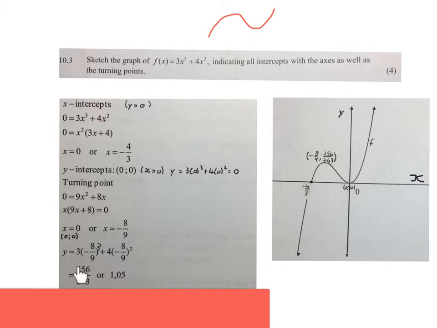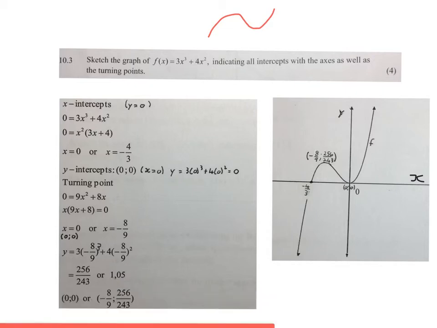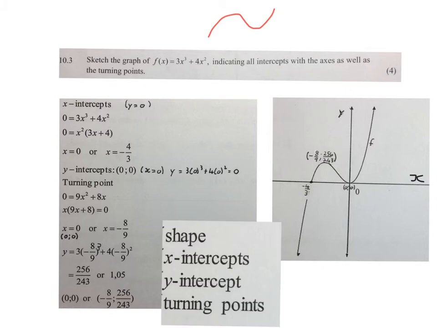So you can write it as a fraction or as a decimal rounded off to 2 places. So my 2 turning points are naught and naught, which we can see there, and this coordinate, which we can see there. And we have our x-intercept. Remember, this question was worth 4 marks. You'll get 1 mark for the shape, 1 for the x-intercepts, 1 for the y-intercept, and 1 for the turning points. Please stop the video and get your head around this sketching of a cubic graph.